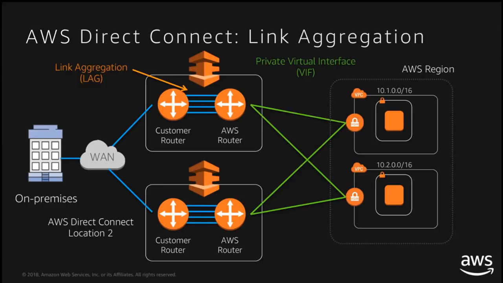Otherwise, what's nice about this link bundle is if one of these links fails, there's no BGP peering failover. From a layer 2 perspective, the failure is handled gracefully, which is nice.